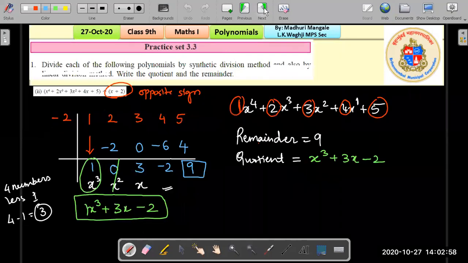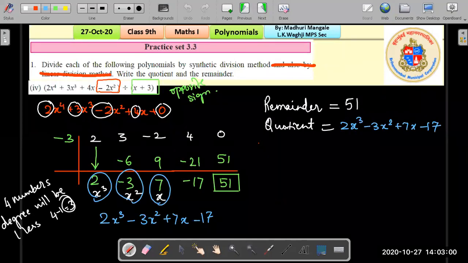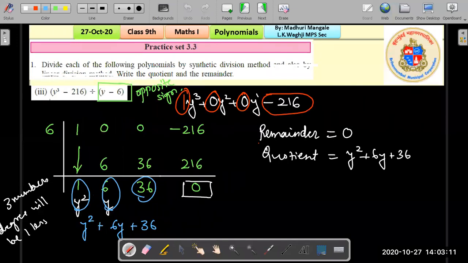Okay, the main thing is you just need to be very careful with the coefficients. You also need to be careful with the variables, like if the question has an x, then the quotient has to be in x. If the variable in the question is y, the quotient has to be in terms of y.